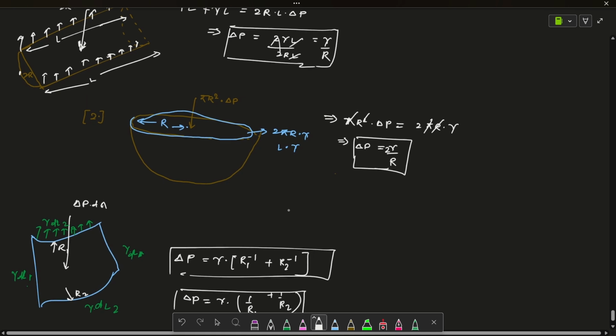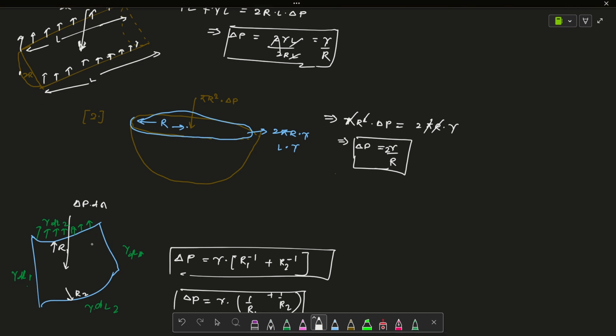So we can directly find these values for these cases from this general expression. For this case, one R1 is R and another R is infinity. So we can write it as 1 by R plus 1 by infinity. For the cylinder case, we will get gamma by R. Alright, this we have got here. So we can confirm it is the correct formula here as well.